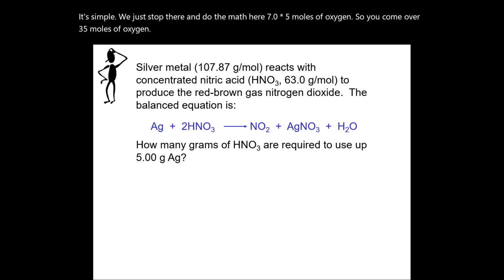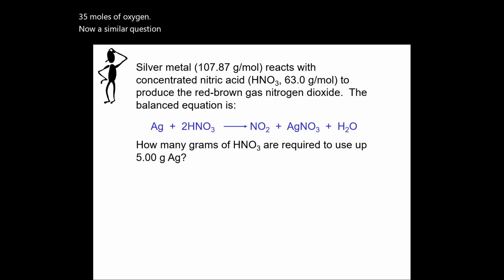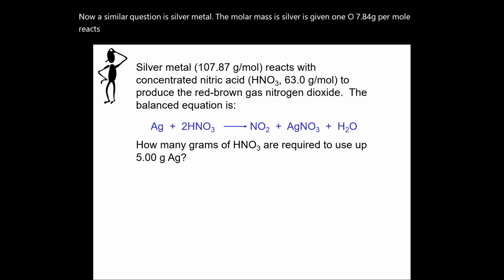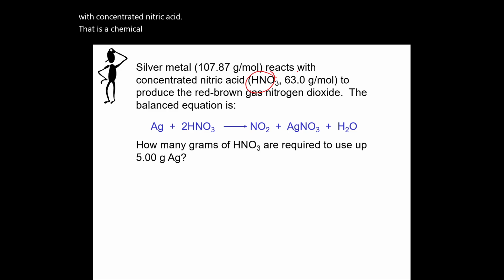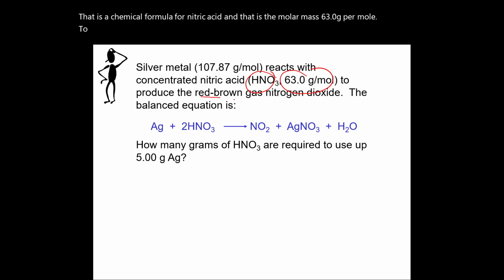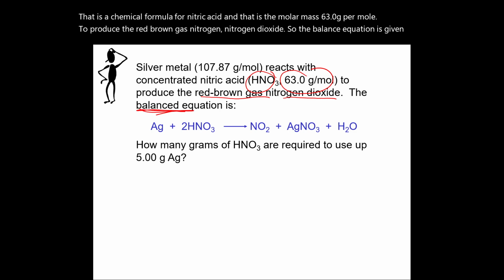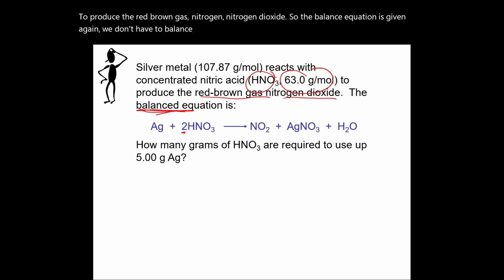Now, a similar question is silver metal. The molar mass of silver is given, 107.84 grams per mole, reacts with concentrated nitric acid. That is the chemical formula for nitric acid, and that is the molar mass, 63.0 grams per mole, to produce the red-brown gas nitrogen dioxide. So the balanced equation is given. Again, we don't have to balance it.